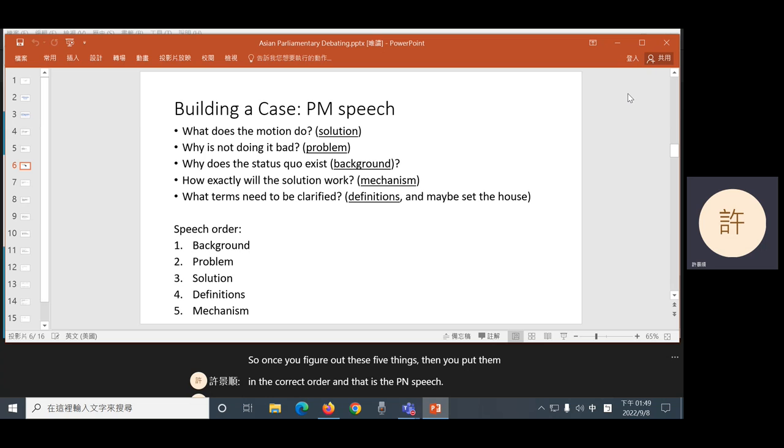Now, at more advanced levels of debate, the PM will still have time after talking about all of this. And so usually the PM will give one, sometimes even two arguments, in addition to explaining the government case. But for now, just worry about designing the case. This is the most important thing. Do you have questions about the PM speech?